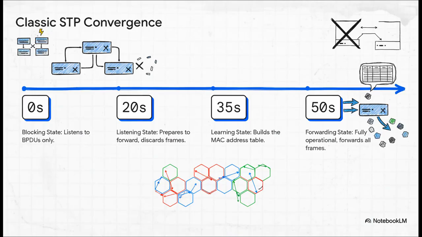But the original spanning tree protocol had one massive, glaring flaw. It was slow, like painfully slow. If a primary link failed and that backup port had to take over, it had to go through this whole 50-second process of listening and learning before it could finally start forwarding traffic. 50 seconds. In today's world, 50 seconds of network downtime isn't just an inconvenience, it's an eternity.